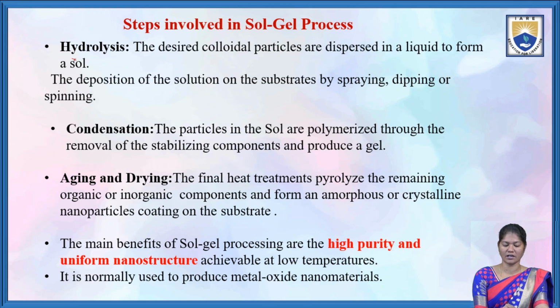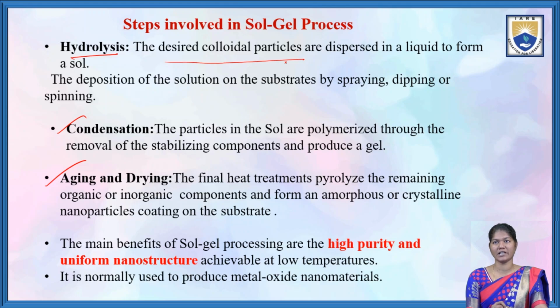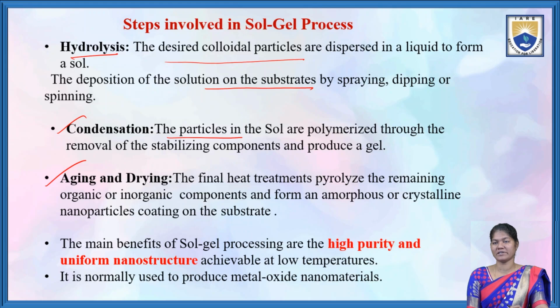The different steps in the sol gel process are hydrolysis, condensation, aging and drying. The desired colloidal particles are dispersed in a liquid to form a sol. The solution is deposited on the substrate by spraying, dipping or spinning. Then the particles in the sol are polymerized through the removal of the stabilizing components and produce a gel. So it makes a network.